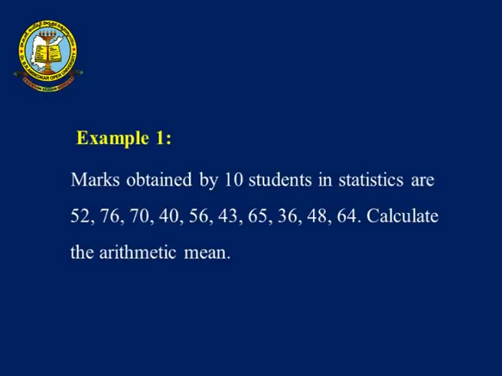Now, for example, how to calculate by the direct method? For example, I am given the marks of 10 students in one particular subject. My example is: marks obtained by 10 students in statistics are 52, 76, 70, 40, 56, 43, 65, 36, 48, 64.